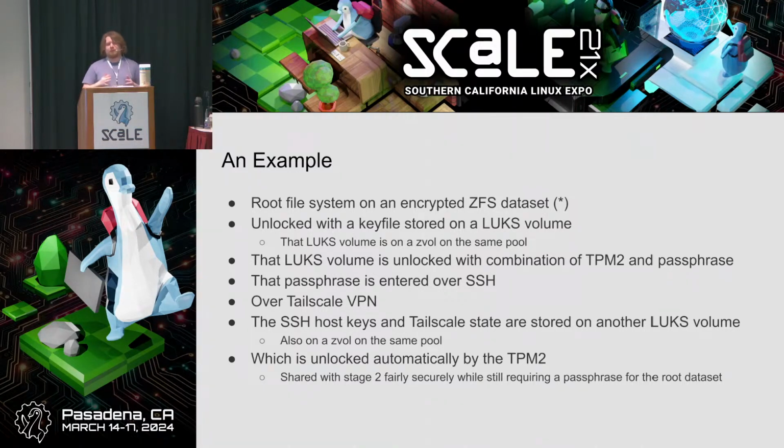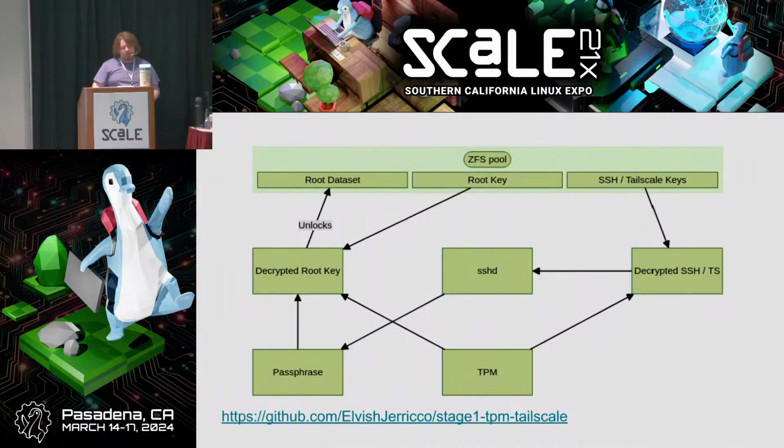So ultimately what we're accomplishing here is that we've got the TPM securing both the SSH and Tailscale credentials while still requiring me to enter a password to proceed the boot with the root file system, all protected by the TPM. And I've got a visualization here, if that helps at all.